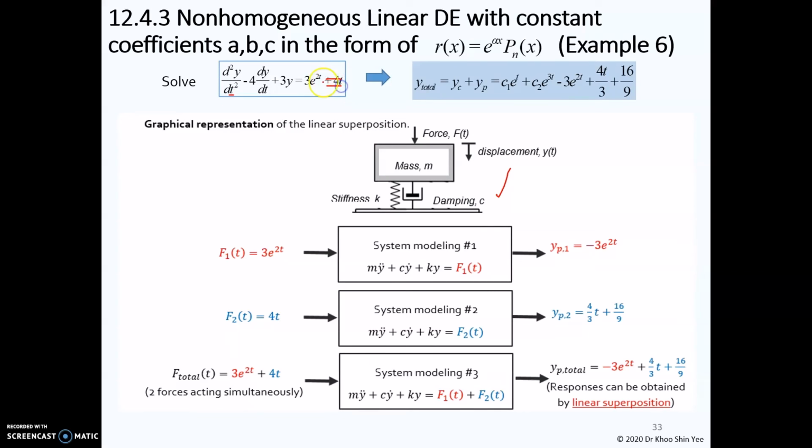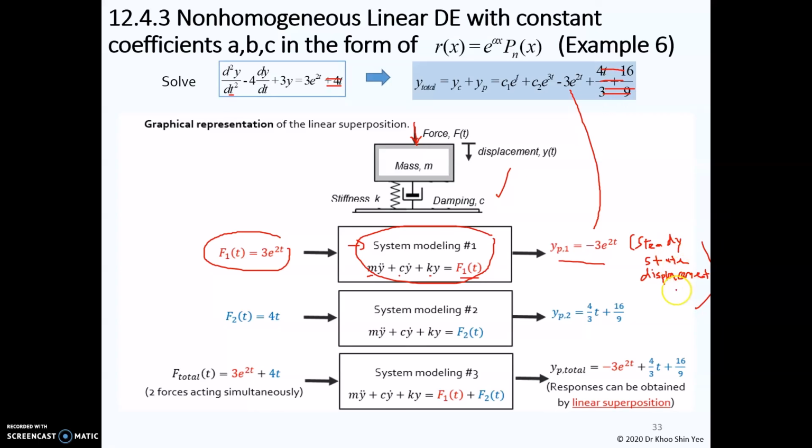If we reduce the problem to 3 exponential 2t on the right side, then the corresponding yp2 solution will be removed as well. Based on the formulation here, the right hand side function is the forcing function. So your forcing function, equal to 3 exponential 2t, is acting on the system, and the coefficients here indicate the mass, damping and also the stiffness. After you apply the force to the system, you obtain yp1 equal to this amount. This is actually the steady state displacement.